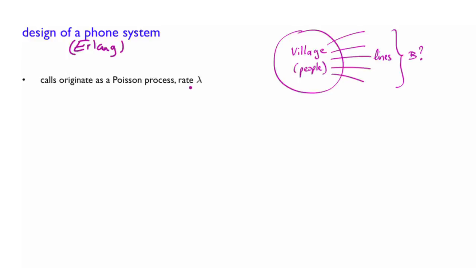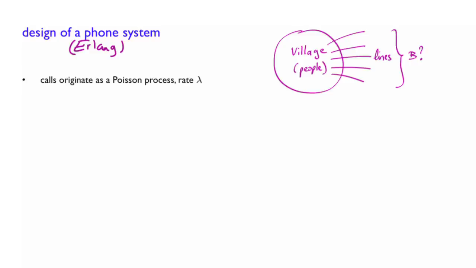We also assume that the rate lambda is known or has been estimated. Now, it might be the case that during the night the rate would be different than during the day. In that case, you would design the system to meet the largest rate of the two.